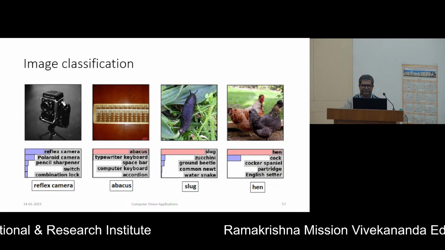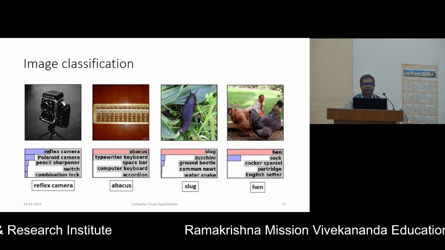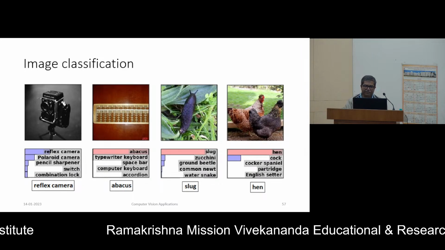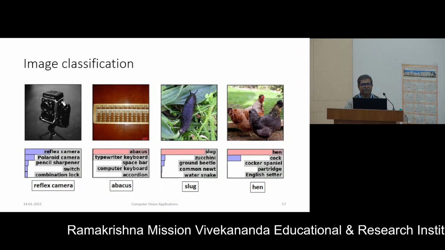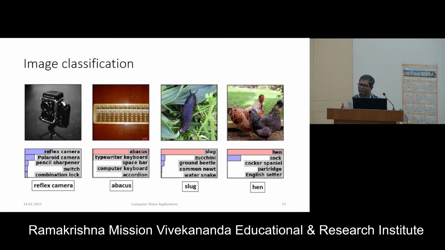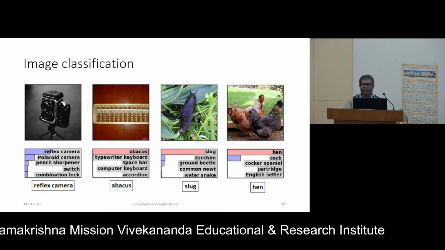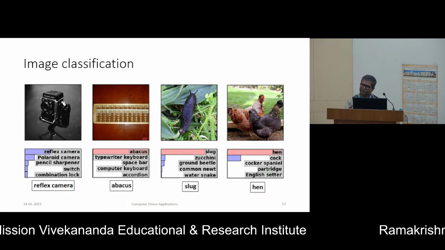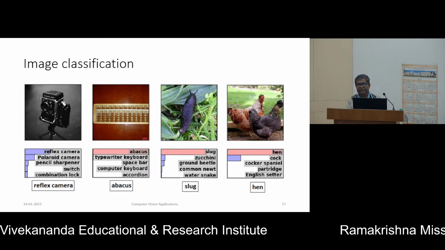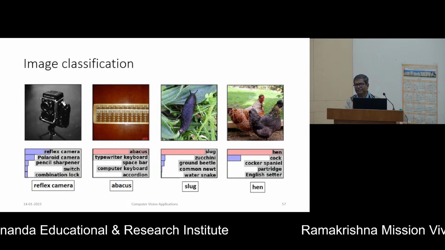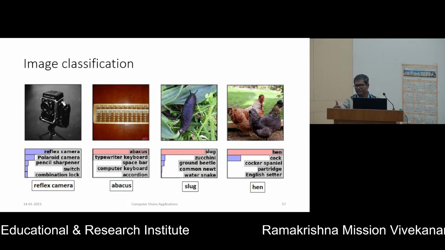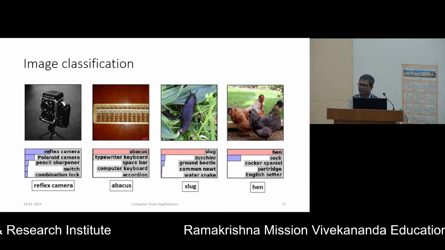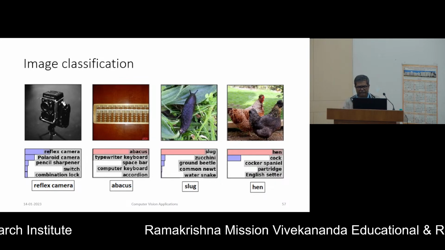For example, the first image is a reflex camera with some probability. It may be a Polaroid camera with some other probability. It may be a switch, or a combination lock, each with some other probability. The second image may be an abacus with some probability, and other things with some probability. So you may not be 100% sure, but you can say the machine is sure this is this kind of object, and so on. This is basically the output of the convolutional neural network followed by the fully connected network.